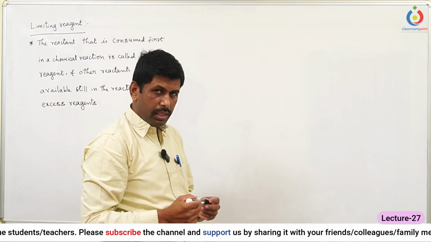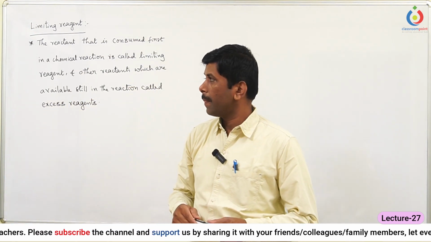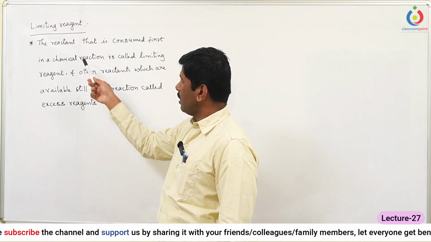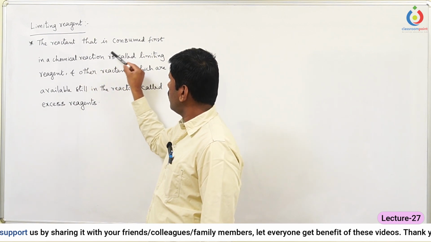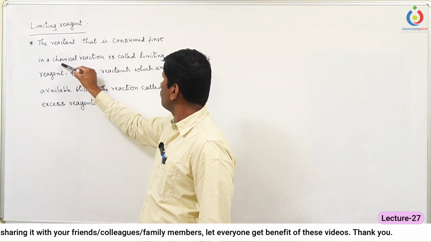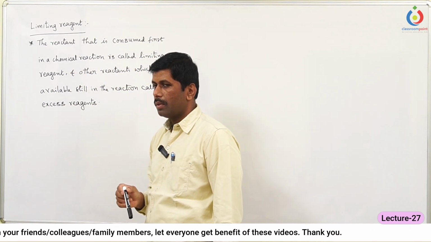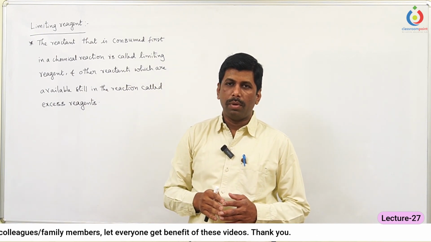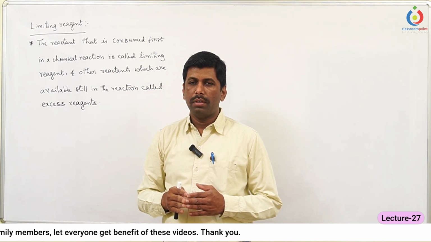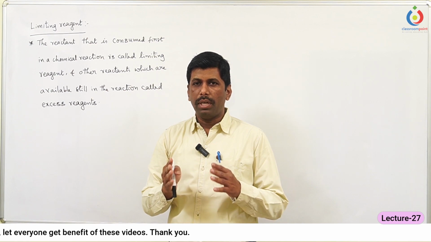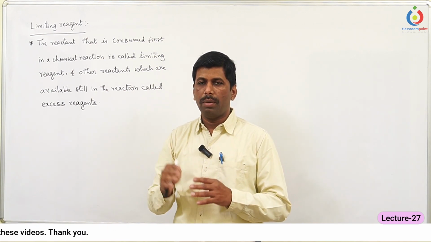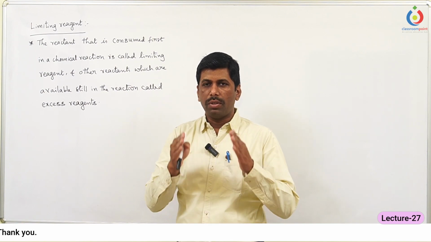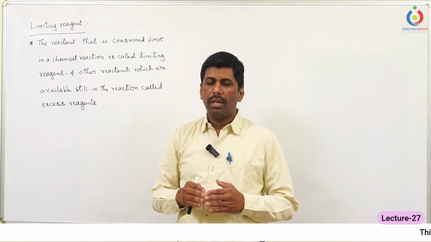So the limiting reagent definition says that any reactant, there may be two or more reactants, any reactant that is consumed first in a chemical reaction. Means if you take two reactant molecules, the one which is going to completely convert into the product, and afterwards it is not available in the reaction mixture, that reactant is called the limiting reagent.